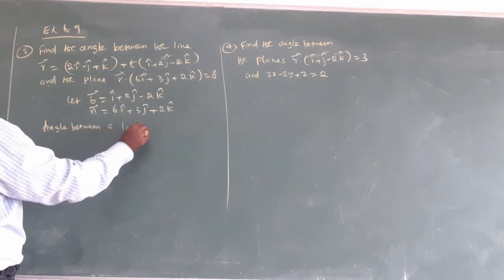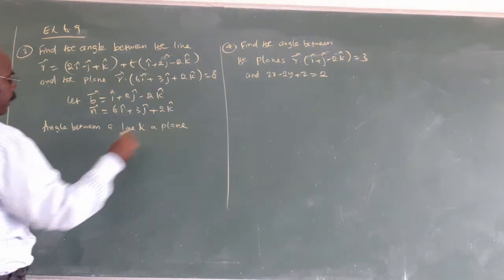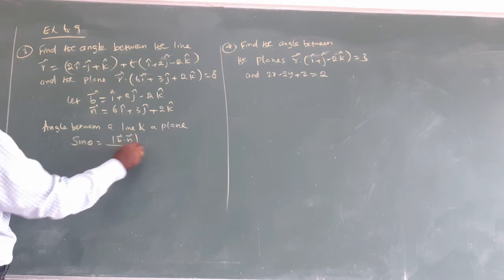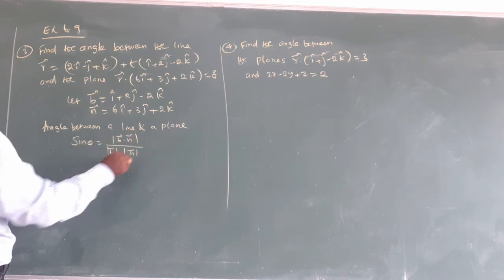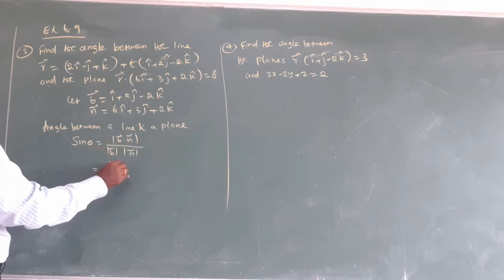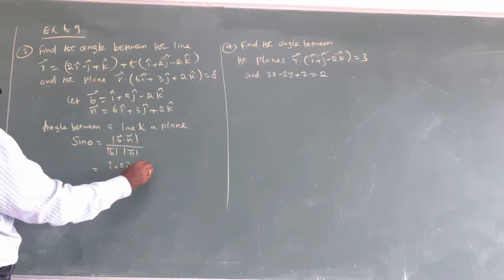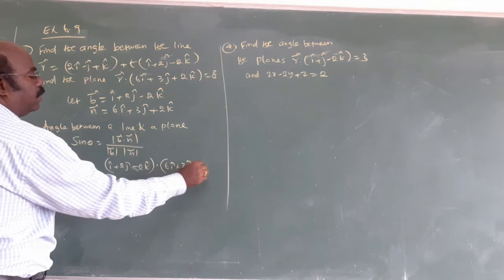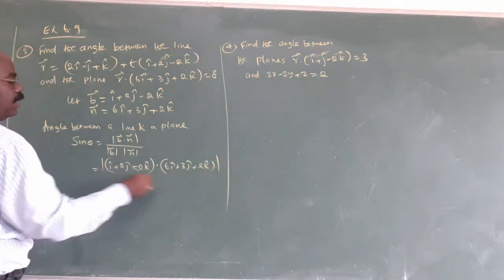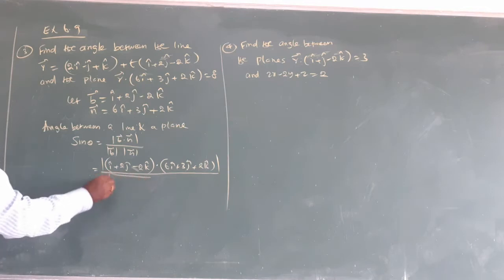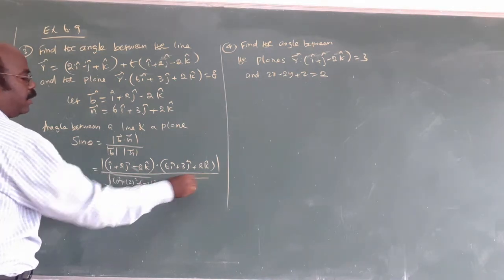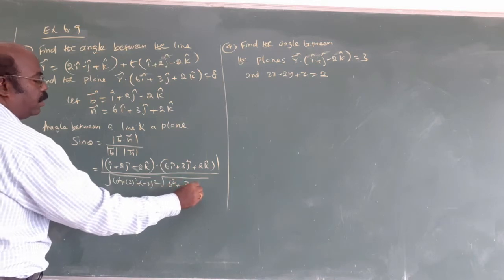a line and a plane is given by sin theta equal to modulus of B dot N by modulus of B into modulus of N. B is what? i plus 2j minus 2k, dot 6i plus 3j plus 2k. The modulus is what? Square root. Modulus of N is what? 1 square plus 2 square plus minus 2 whole square, again 6 square plus 3 square plus 2 square.